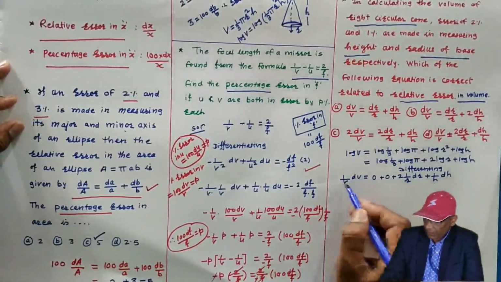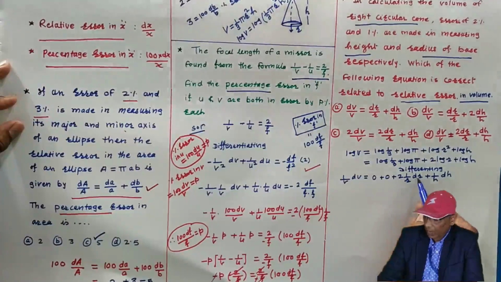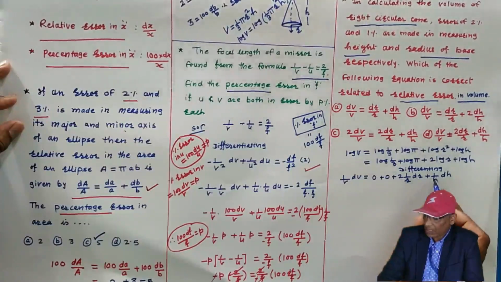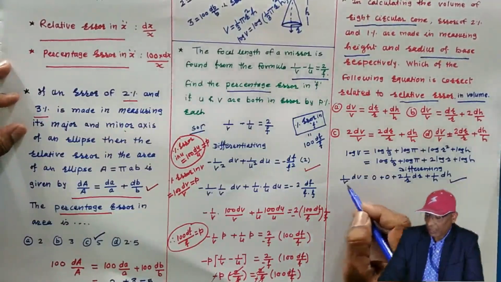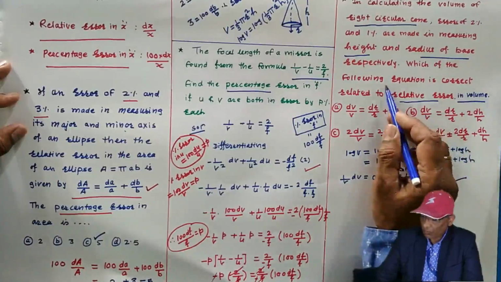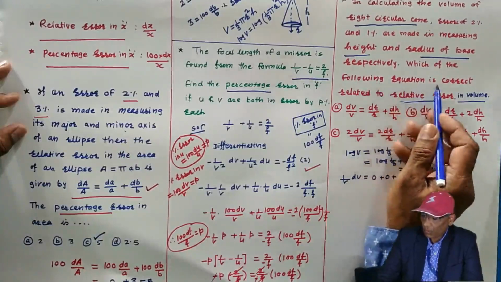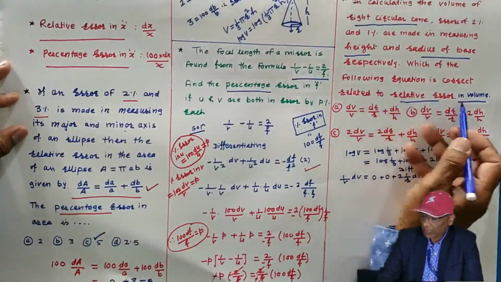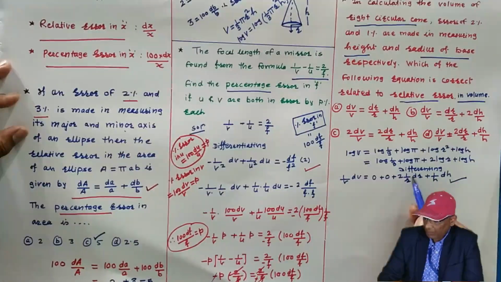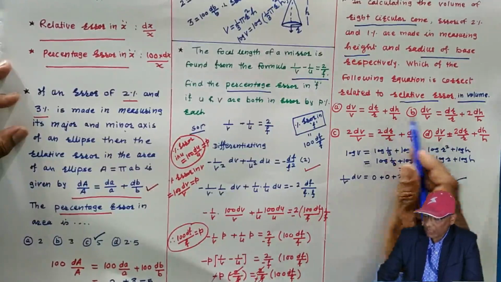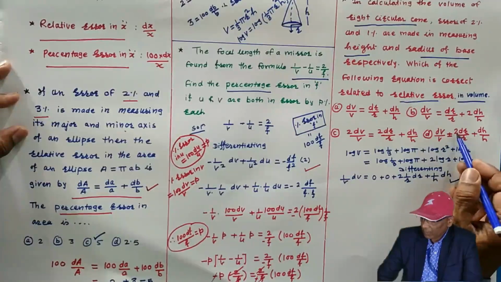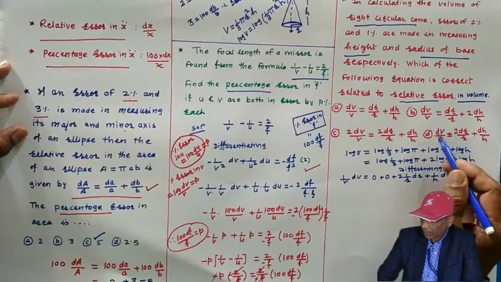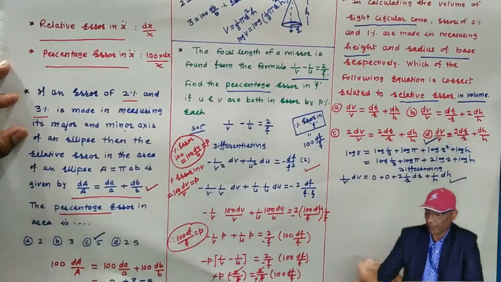Now, dv by v equals 2 by r dr plus 1 by h dh. This equation represents the relative error in volume, and that is what we want. Which of the following equations is correct related to the relative error in volume? dv by v equals 2 dr by r plus 1 by h dh. Where is it? This one, yes. dv by v equals 2 dr by r plus dh by h. This is the correct answer.